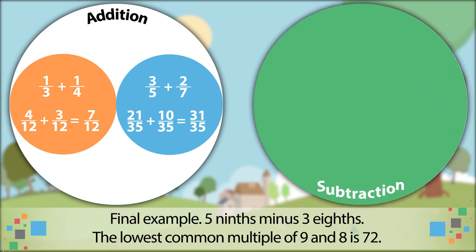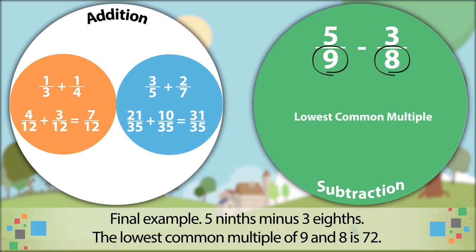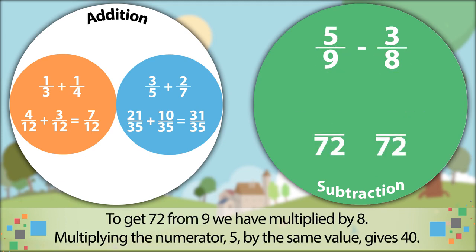Final example. 5/9 minus 3/8. The lowest common multiple of 9 and 8 is 72. To get 72 from 9, we have multiplied by 8. Multiplying the numerator, 5, by the same value gives 40.